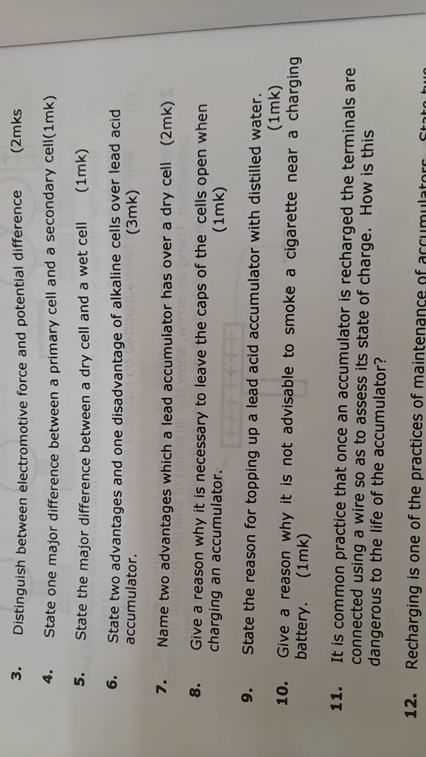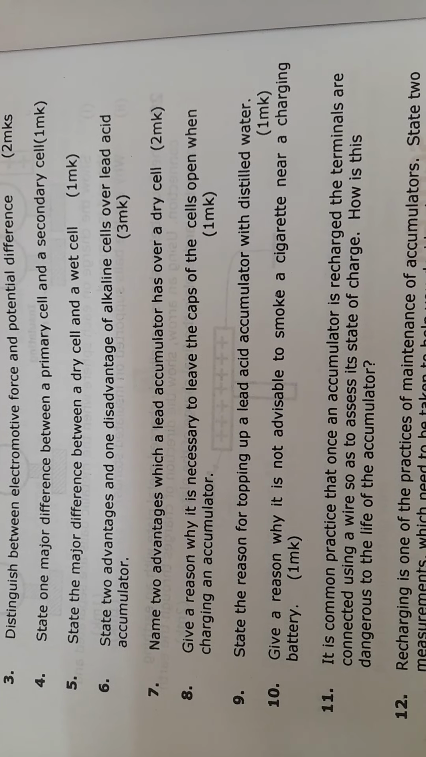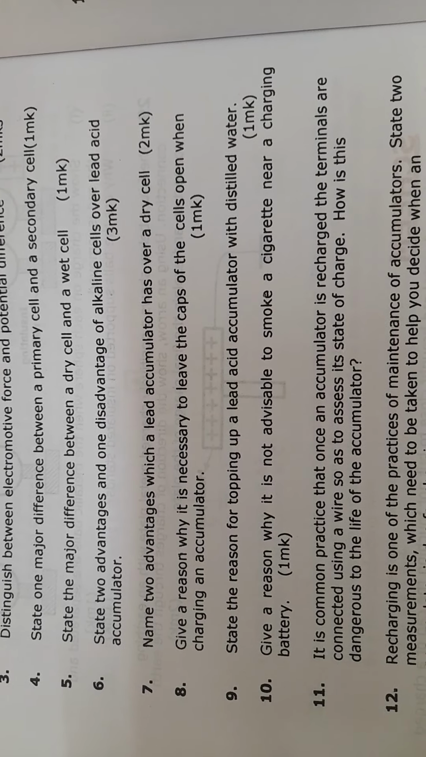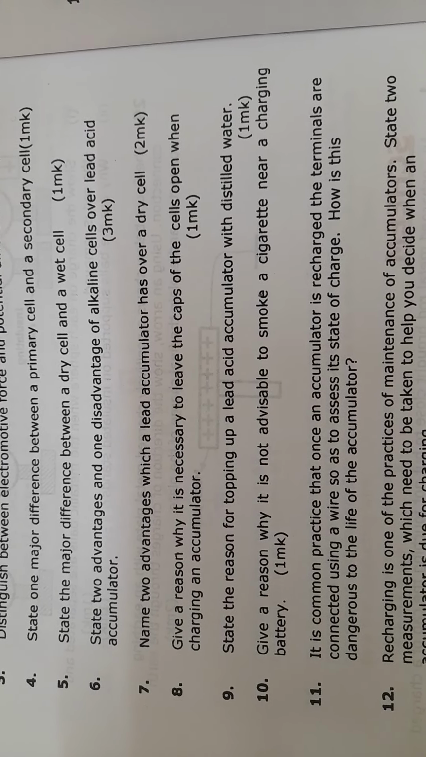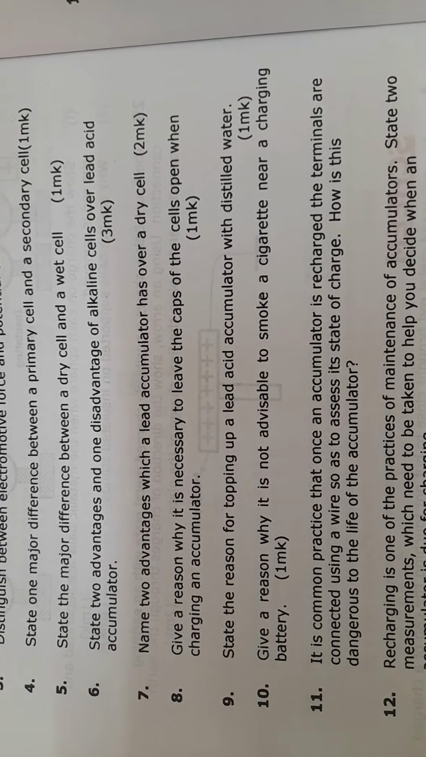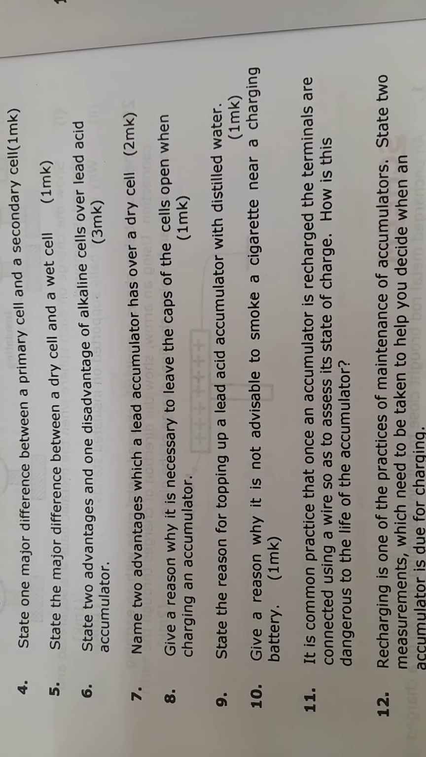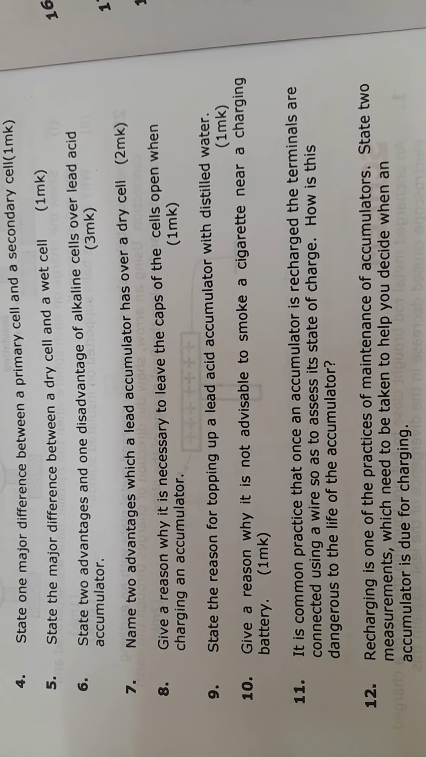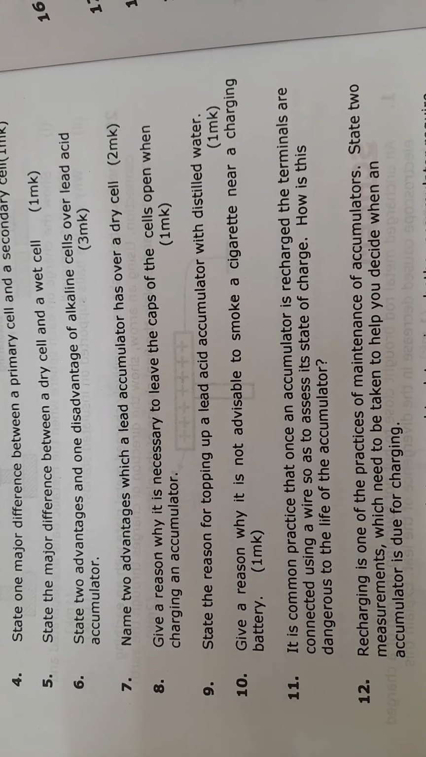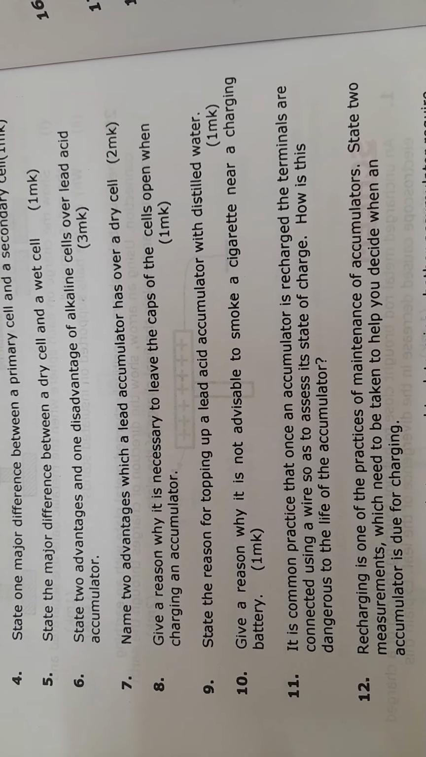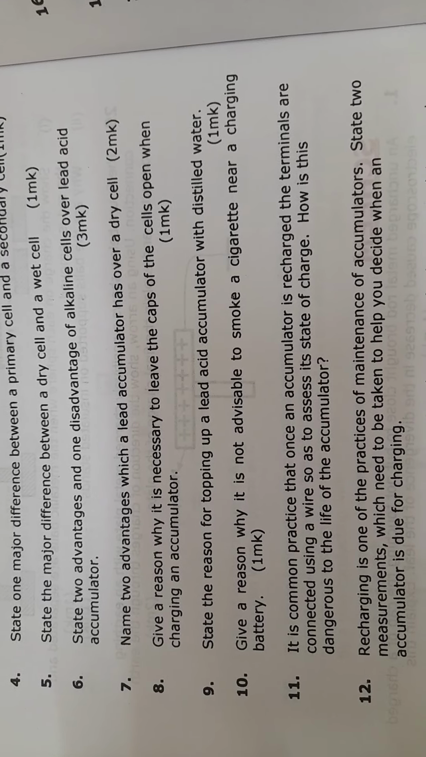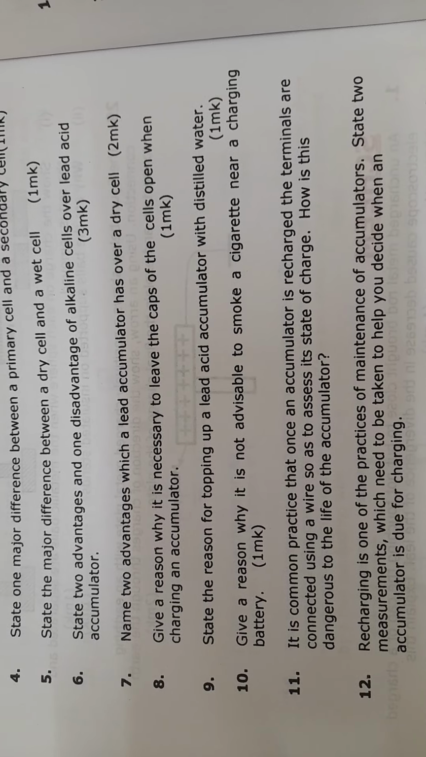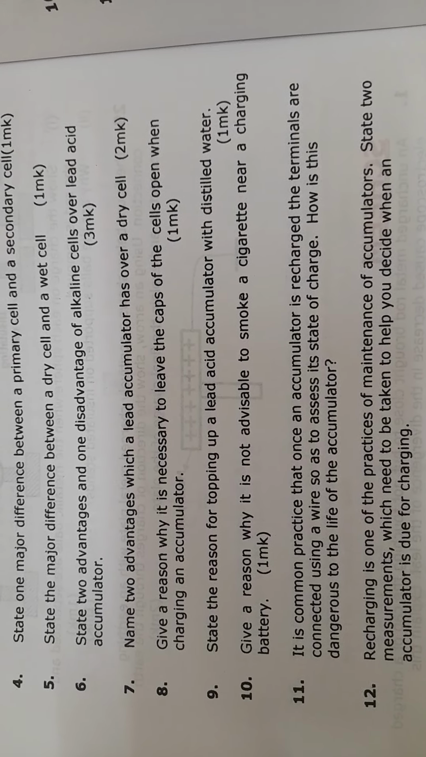Name two advantages which a lead accumulator has over a dry cell. Remember, a dry cell is the primary cell. A lead accumulator is the secondary cell. So one of the advantages, a lead accumulator can be recharged once the cells are over, while a dry cell cannot be recharged. That is the main advantage. The other advantage is that large currents can be drawn from a lead accumulator compared to the dry cell.